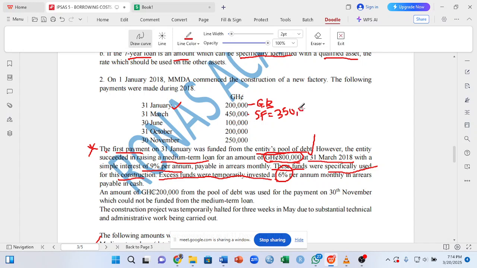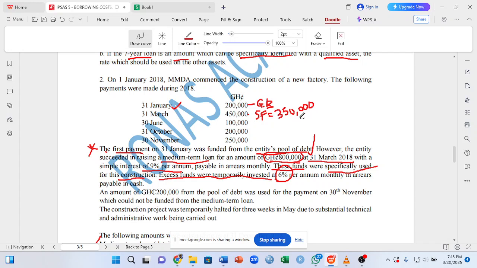350,000. So bear in mind that this is the amount of money which was lying idle on 31st March. This amount of money will lie idle from 31st March up to when the next payment will be made. So when was the next payment made? Which date was the next payment made? 30th June.